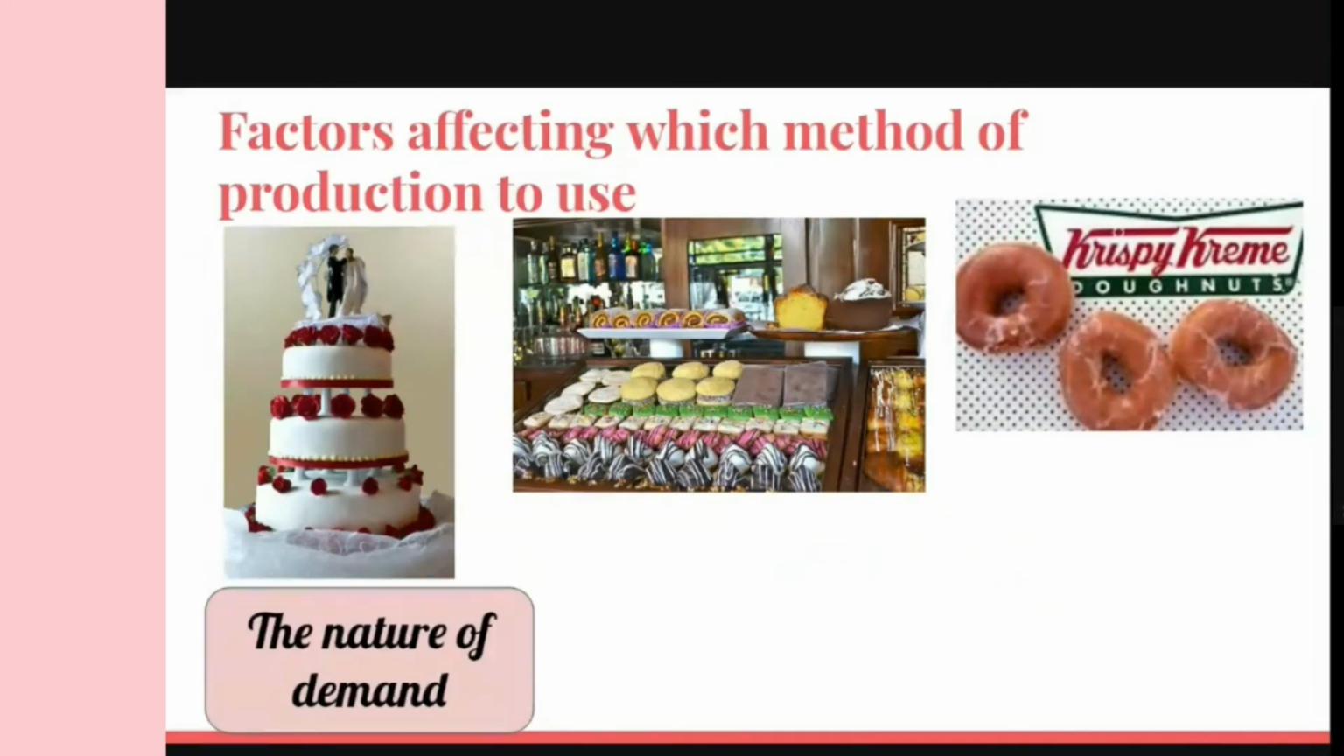If demand is less frequent, such as for a wedding cake, where people usually only order once in a lifetime, then production is more likely to be job or batch production.